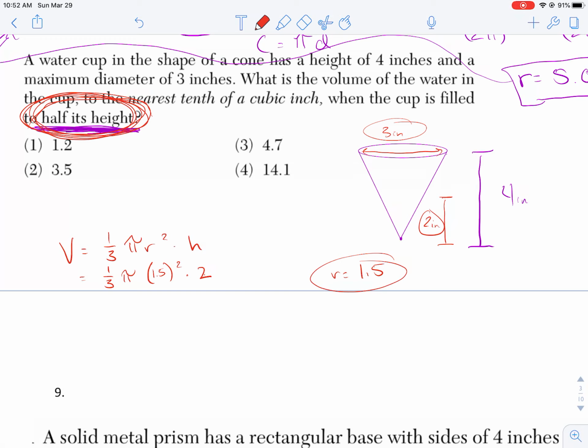Okay. And you should get an answer of 4.712. And there's our answer.